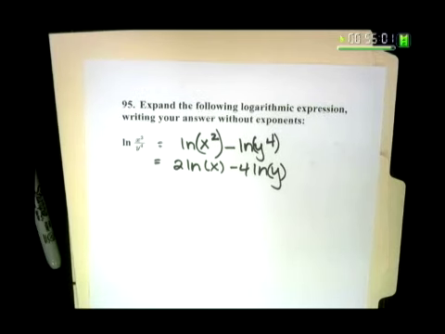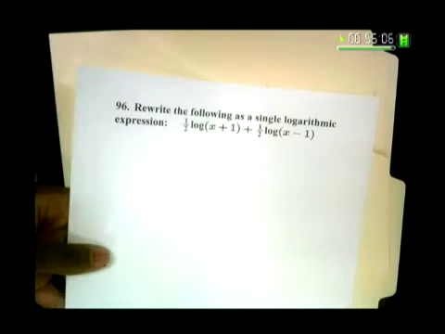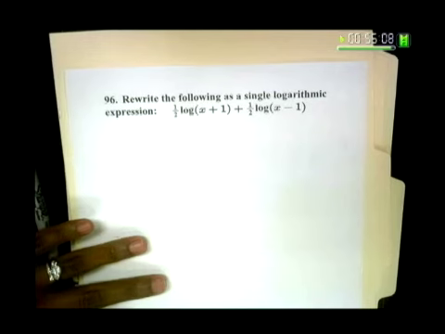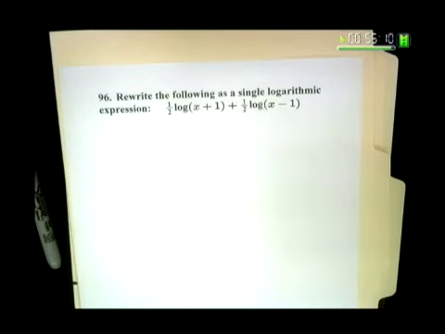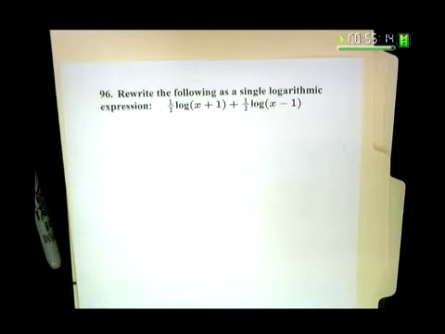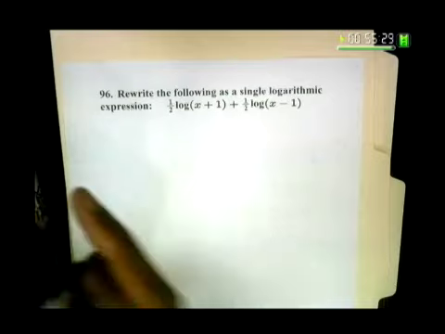And then 96 has this going the other direction. So now we want to compress. The answer for 95 is 2 natural log of x minus 4 natural log of y. That's all you can do. For these, you're not going to just get a numerical answer. You're just trying to rewrite it using the properties.